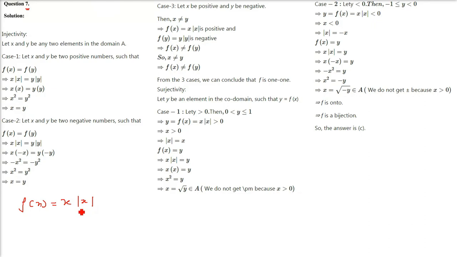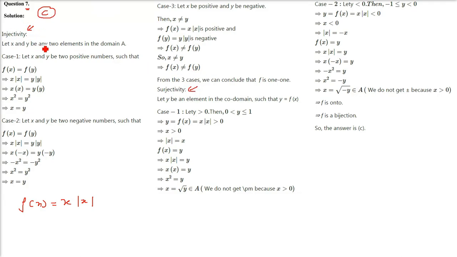The set A is x belongs to R, minus 1 and 1, x is in between minus 1 and 1. So the answer is C, which is bijective. The options are injective but not surjective, surjective but not injective, bijective, and none of these. So the answer is bijective. So how does it come? In order to get bijective, we have to check for injectivity and then we'll check for surjectivity.